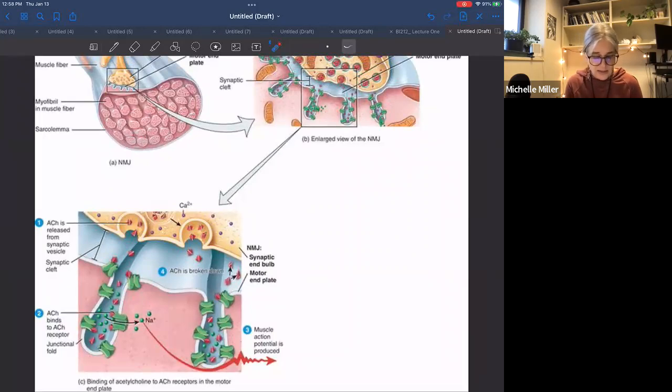It then binds to these receptors, and that is going to change the electrical membrane potential. So it's going to actually change the electricity in your muscle cell, electricity just being a change in charge. So what happens is that it causes an influx of sodium ions into the muscle.